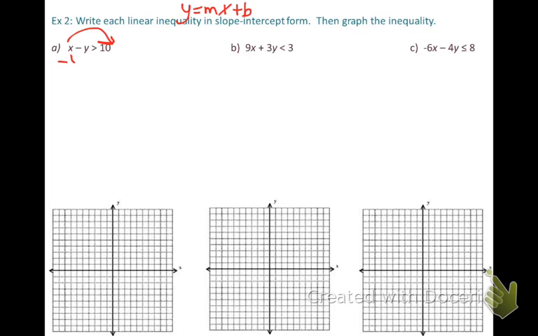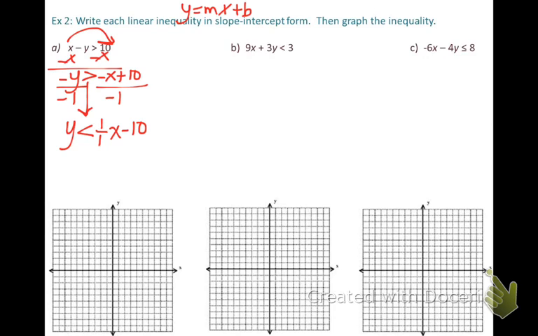So I'm going to bring x over to this side. To do that, I'm going to subtract x from both sides. So it's negative y is greater than negative x plus 10. And I'm going to divide by negative 1 to everything. So y, since I divide by a negative, I'm going to switch the inequality. So now y is less than 1 over 1 x minus 10. So my b is negative 10 and my m is 1 over 1.